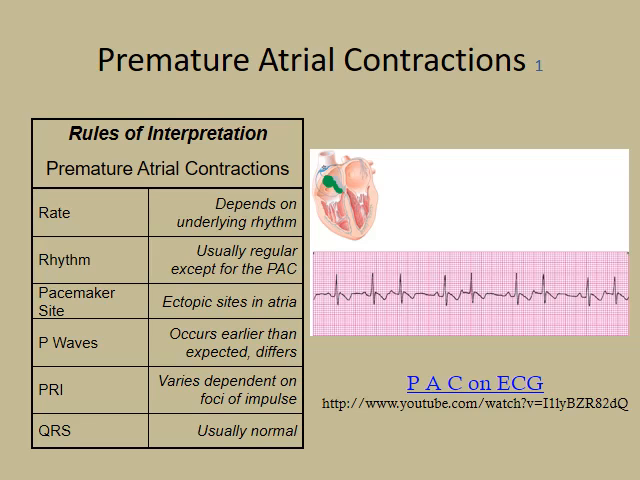So P waves occur earlier than expected with this PAC. The PR interval varies depending on where that ectopic focus is, how close it is to the SA node. If it's close to the SA node, then that PR interval is probably normal. If it's closer to the AV node in the intra-atrial pathway, that PR interval will be a little shorter. And the QRS complex is usually normal, less than 3 little boxes or 0.12.